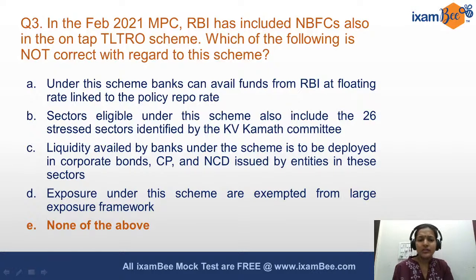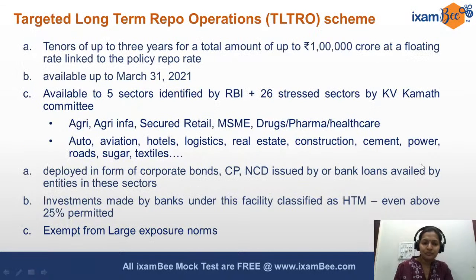So the answer for 3 is actually E. All of these are correct in relation to TLTRO. If I have to summarize the scheme here, these are the points.